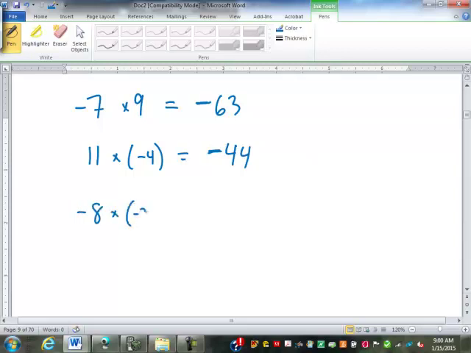Negative 8 times negative 3, positive or negative? Positive, and it's 24.